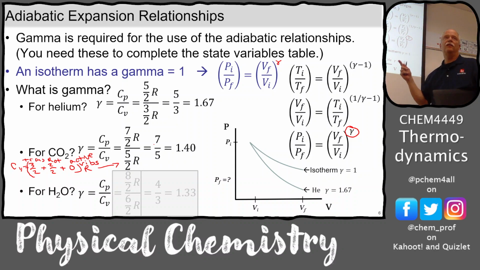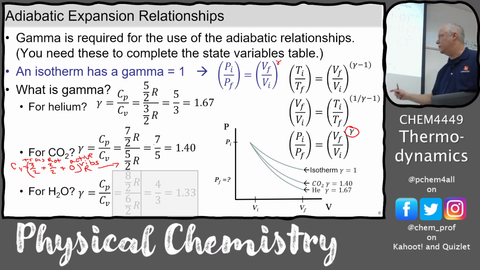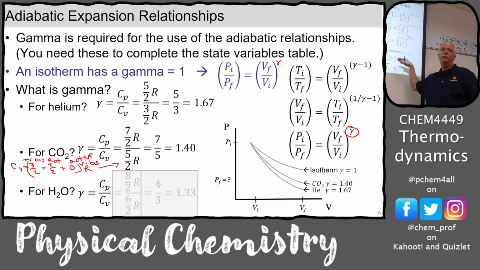Since gamma is smaller, then the adiabat for CO2 or any linear molecule is going to be not as steep. So it's going to come in like this. So CO2 would be a gamma of 1.4. It would not be as steep.